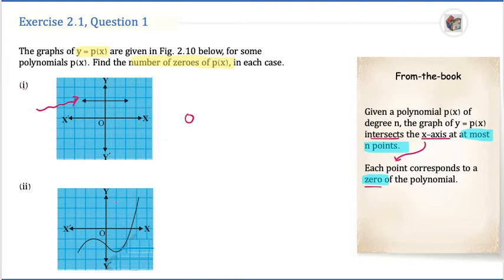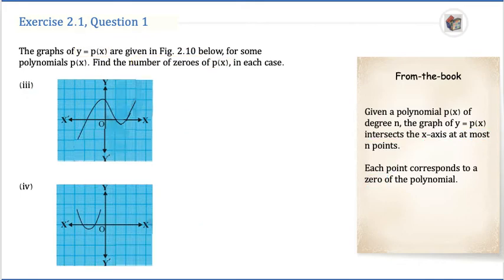Let's look at part 2. This is again very simple. Just see where it intersects the x-axis. It's intersecting the x-axis at only this one point. So this is what will correspond to the zero of this polynomial. So how many zeros does it have? 1 zero. Let's go to the next parts. Just pause the video and try each of these parts now before you check my answers.